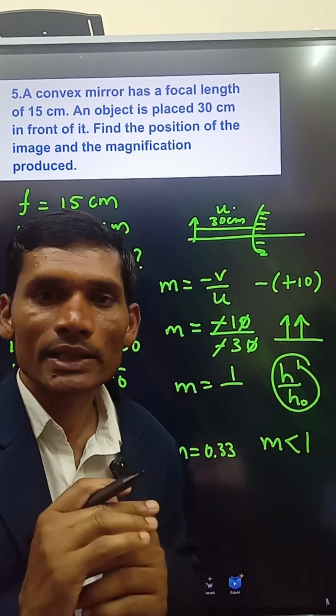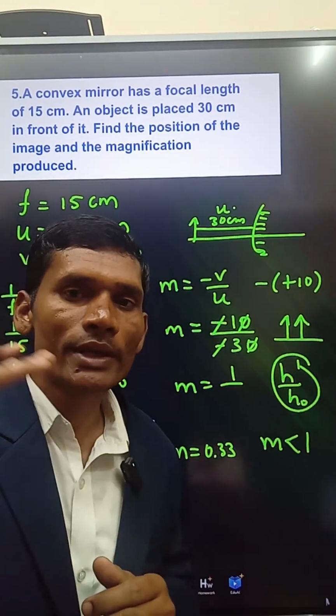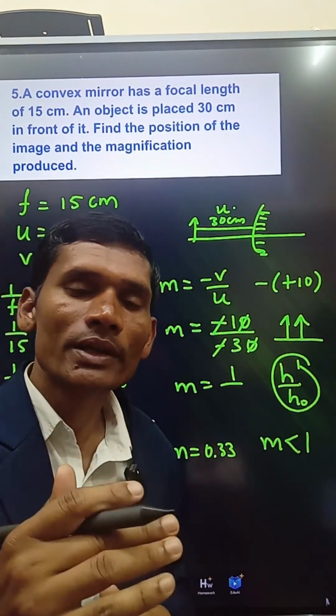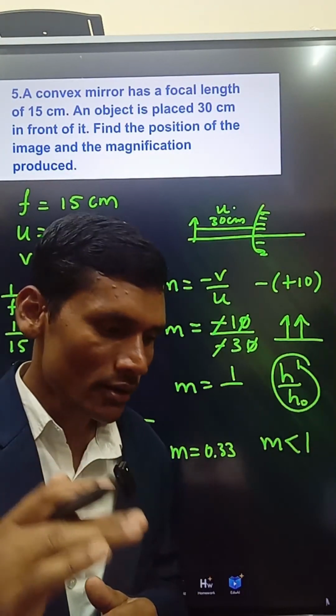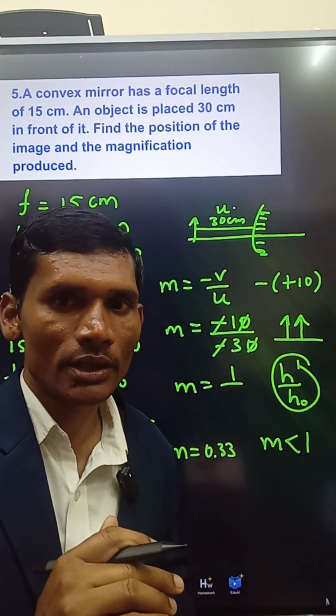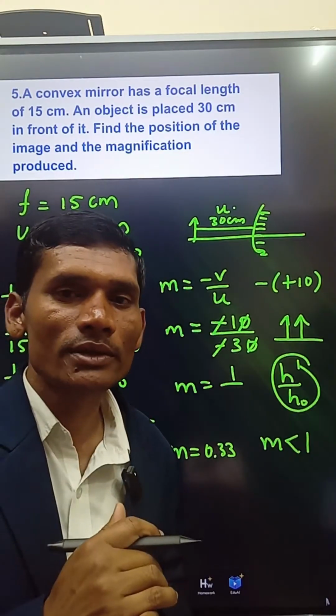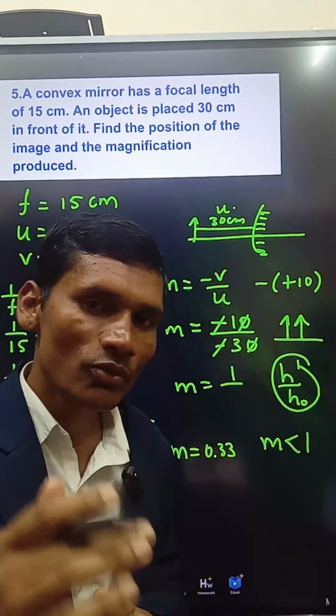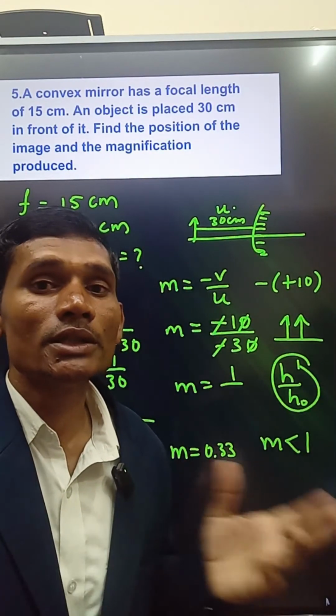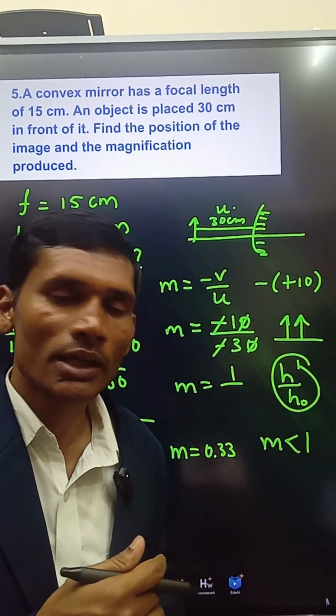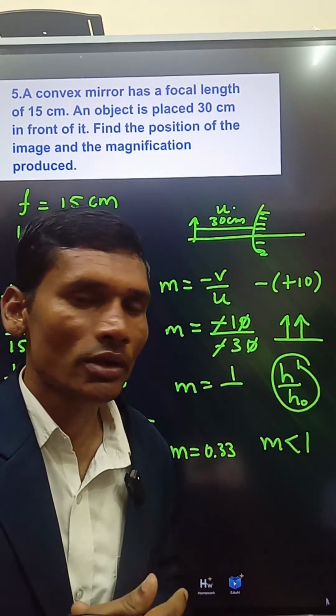Though it is diminished. Diminished means the image formed by a convex mirror will always be smaller. But yet, what type of image does it give? Erect image. That is what we need there. If the image is inverted, how to see that one? That becomes difficult. That is what we say.